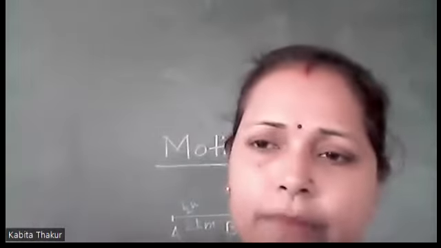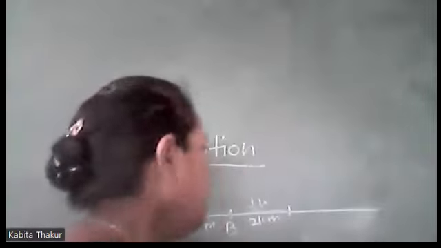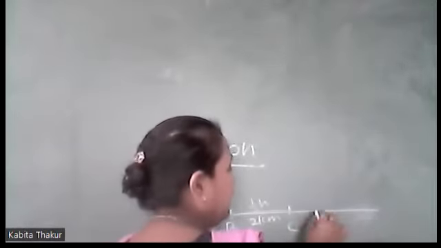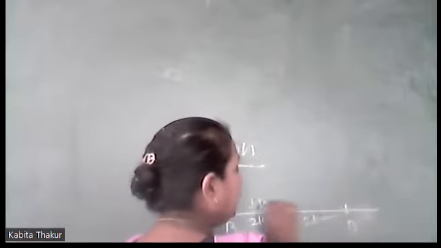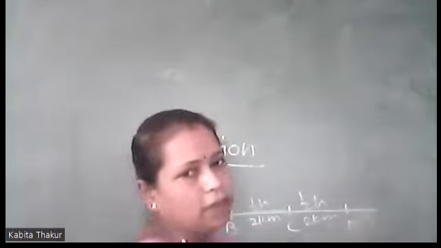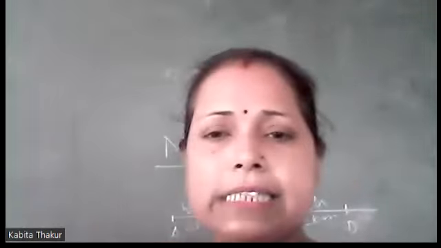See, when an object covers equal distance in equal interval of time, we are taking equal time and equal distance. So, if the distance between these two points is 2 kilometers, again these two points B and C, that is also 2 kilometers. Again C and D, that is also 2 kilometers, and the time taken is half an hour. Okay, so equal distance it is covering and equal time it is taking, so that is called uniform motion.